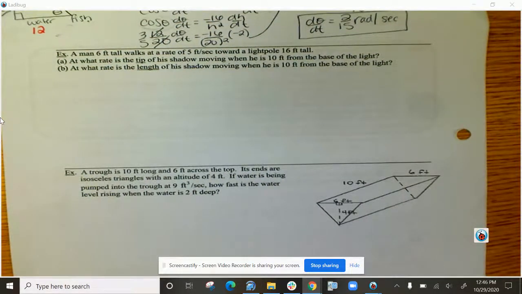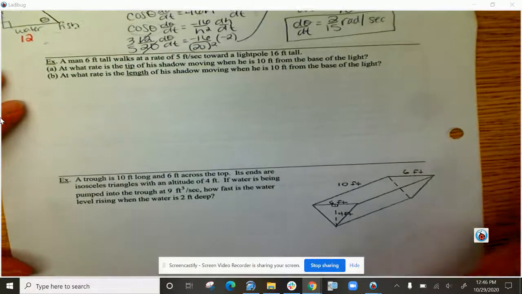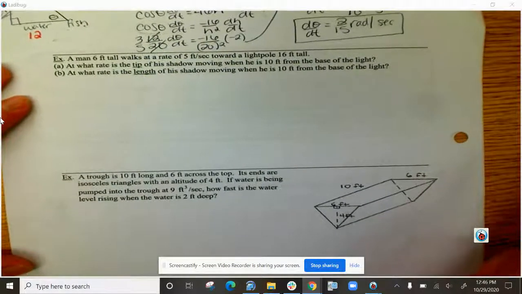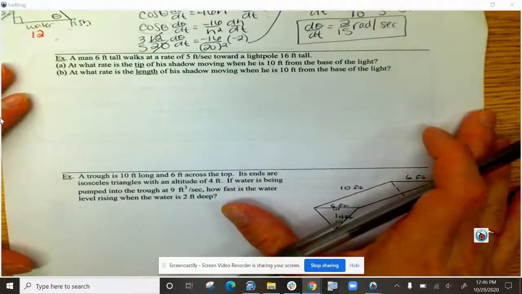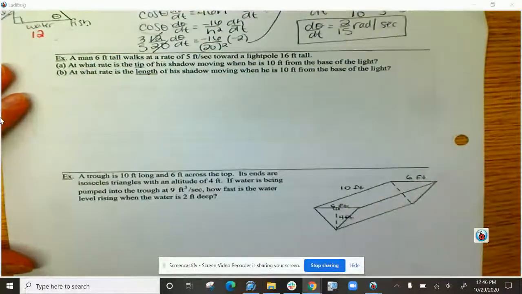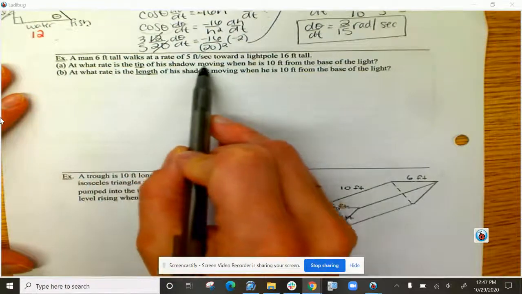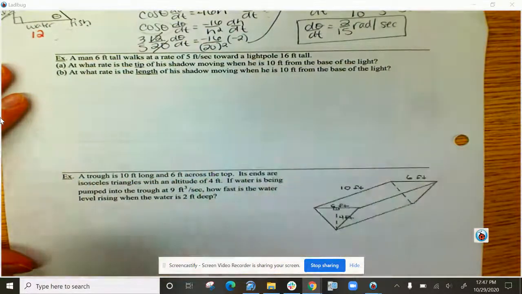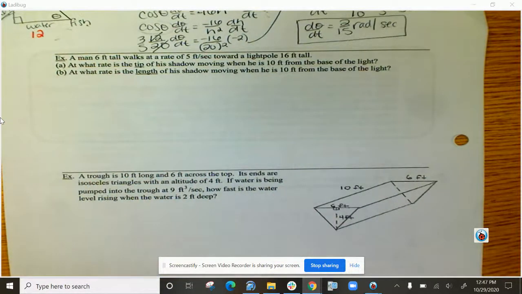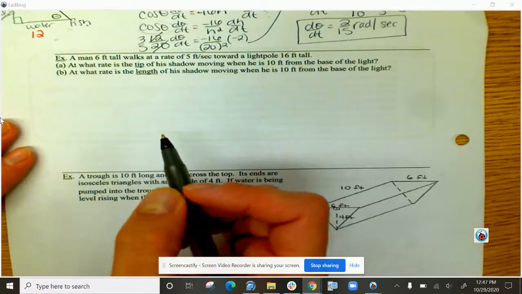I'm going to start with this second example here, and this says a man 6 feet tall walks at a rate of 5 feet per second towards a light pole 16 feet tall. And the first question is, at what rate is the tip of the shadow moving when he is 10 feet from the base of the light? Okay, so we're going to draw a picture here.